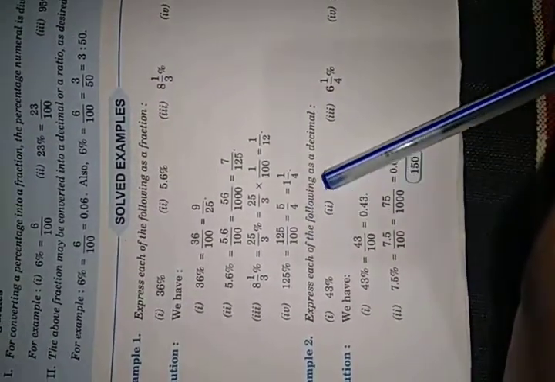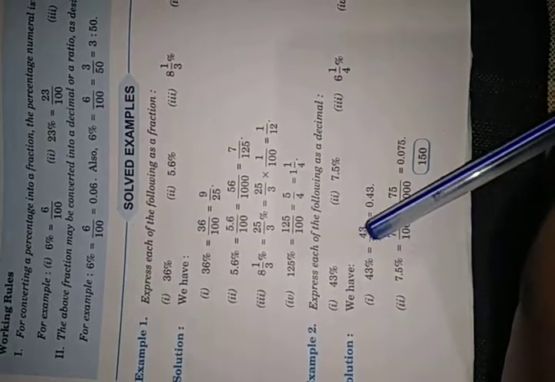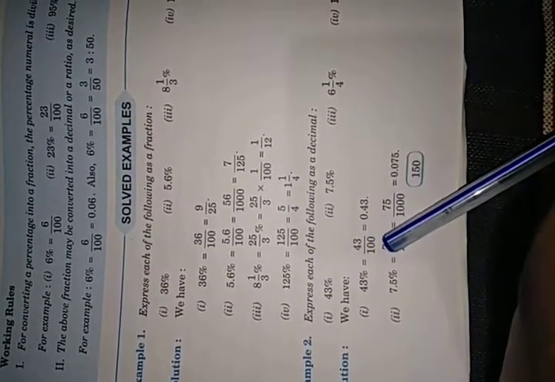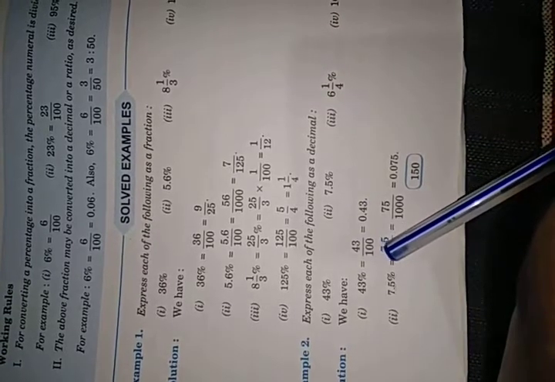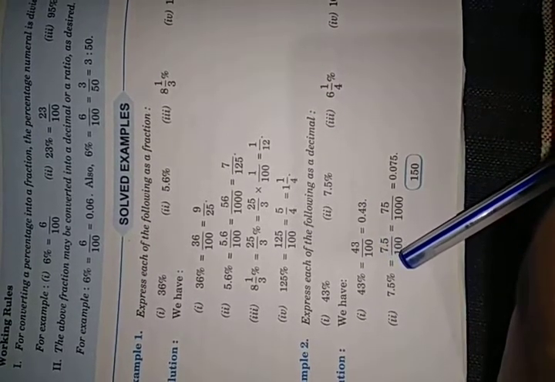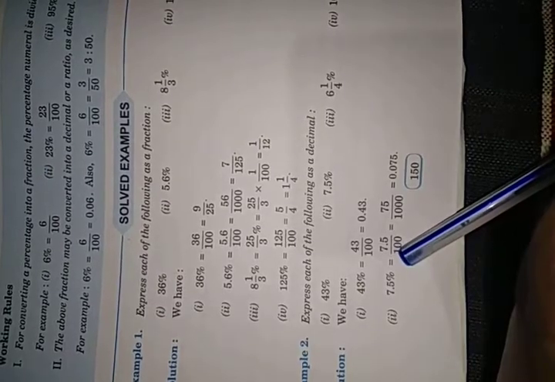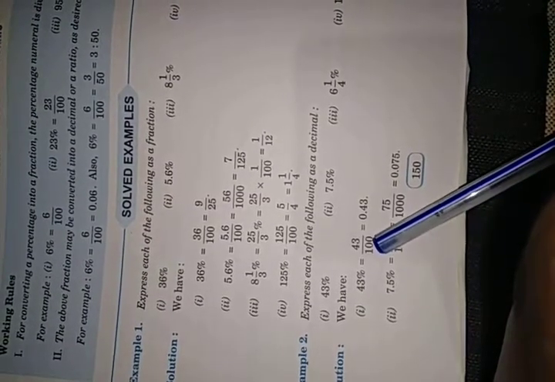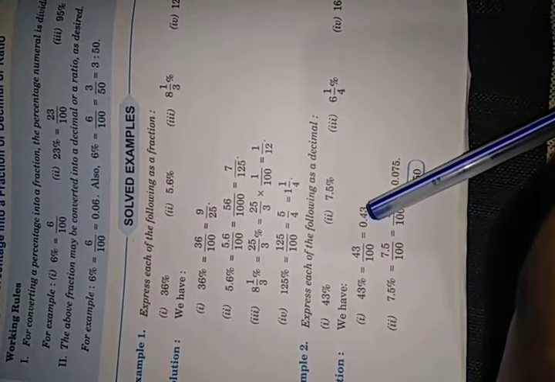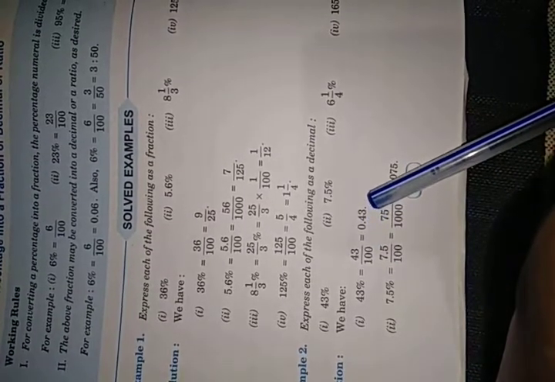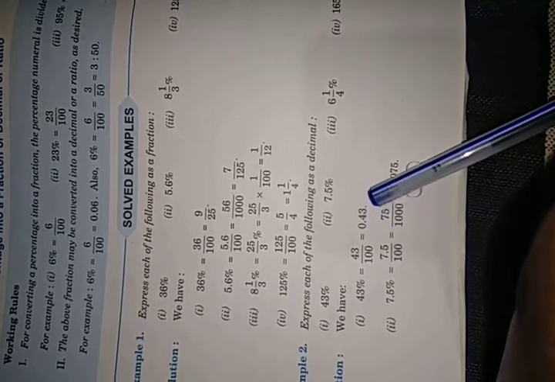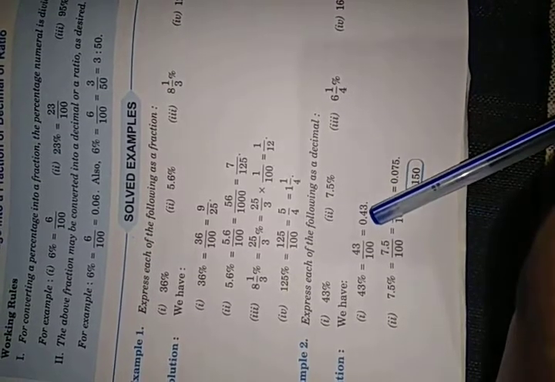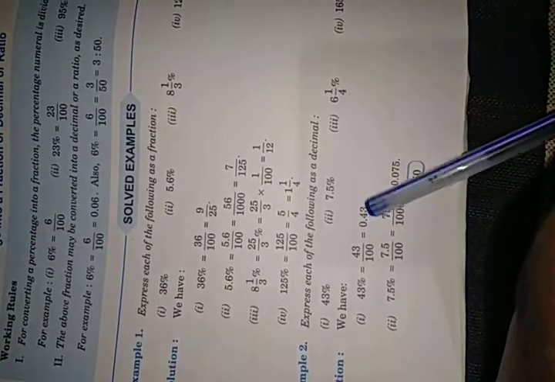Express each of the following as a decimal. 43%, 43 by 100, that is 0.43. There are 2 zeros in the denominator 100. So we put the decimal point after 2 digits from the right. So 3, 4, then put decimal point and it becomes 0.43.